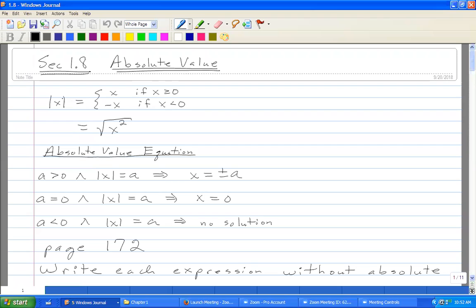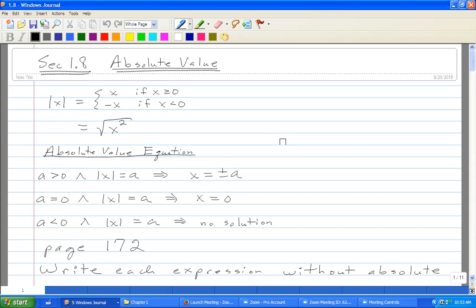Recall, the absolute value is just the distance from that value to the origin. The absolute value of x is equal to x if x is non-negative, and it's equal to negative x if x is negative. It is just the square root of x squared.